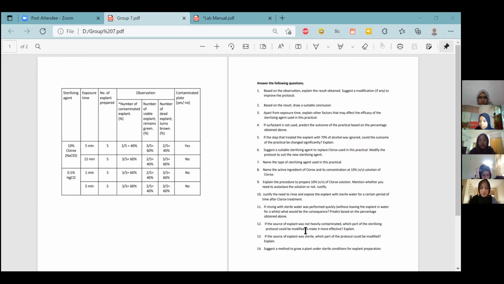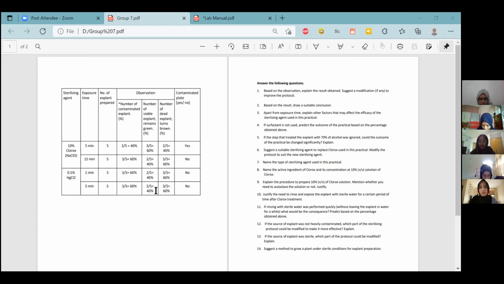Number 13: if the source of explant was sterile, which part of the protocol could be modified? Explain. For sterile plants, the explant can be prepared directly without sterilization. So there is no sterilization step, and we may need to pay attention to the culture medium. We have to make stock solutions of minerals, vitamins, and plant growth regulator according to the specific type of media.